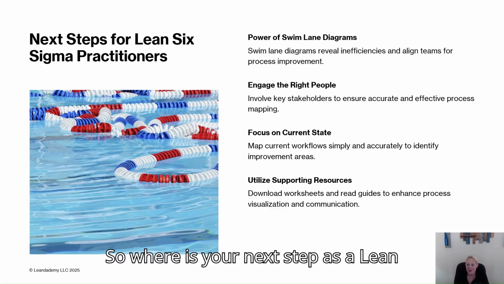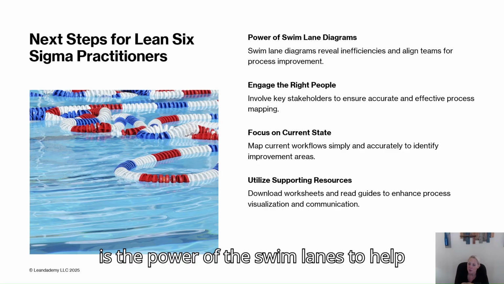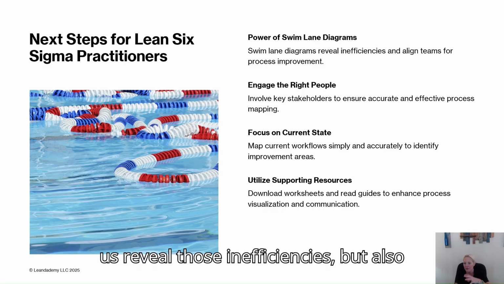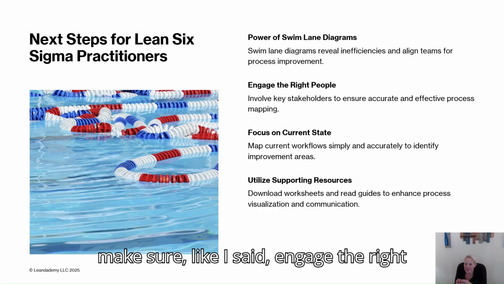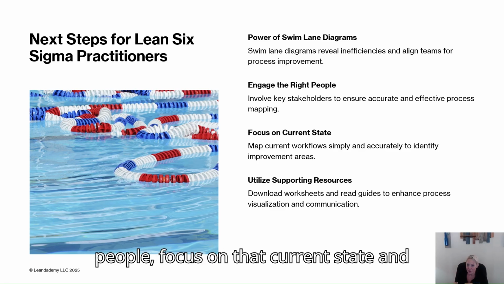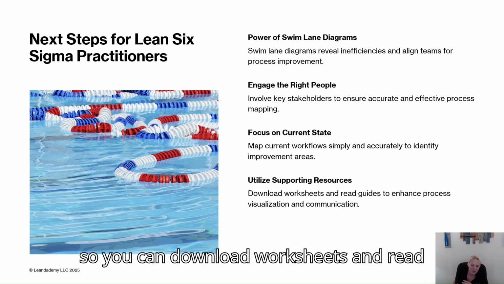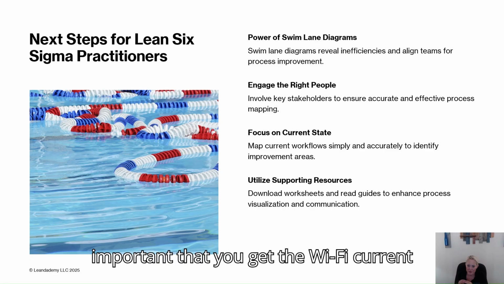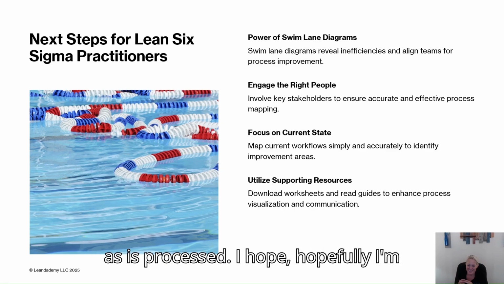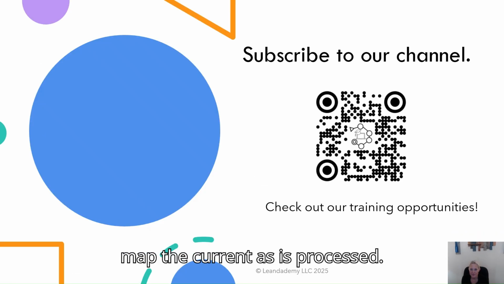So what is your next step as a Lean Six Sigma practitioner? Here is the power of the swim lanes: to help us reveal those inefficiencies, but also align the teams on what that process improvement can look like. You want to make sure, like I said, to engage the right people, focus on the current state, and utilize the supporting resources. You can download worksheets and read guides to enhance process visualization and communication. It's super, super important that you get the current as-is process. Hopefully I'm getting that into you, that you want to map the current as-is process.